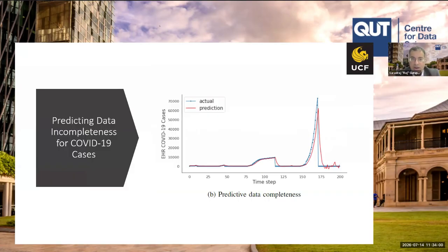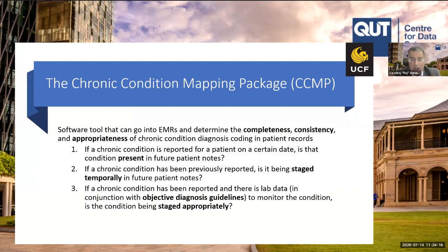We also looked at predicting incompleteness during COVID. And again, I did discuss the Kolmogorov-Smirnov test, trying to see the distance between predicted data and actual data, which is something that we did. And as I said, we looked at chronic conditions.